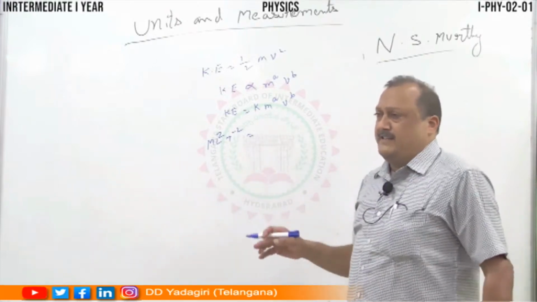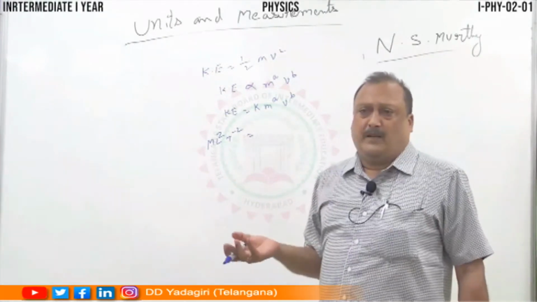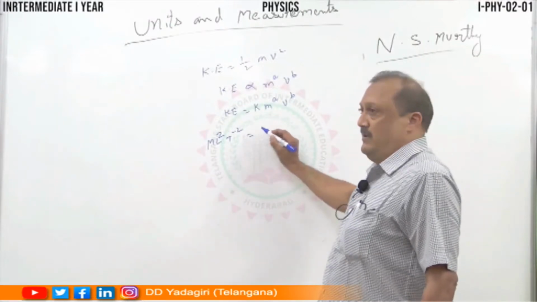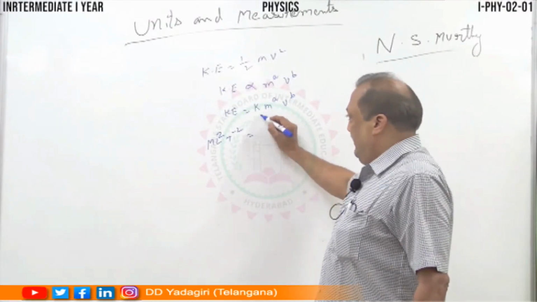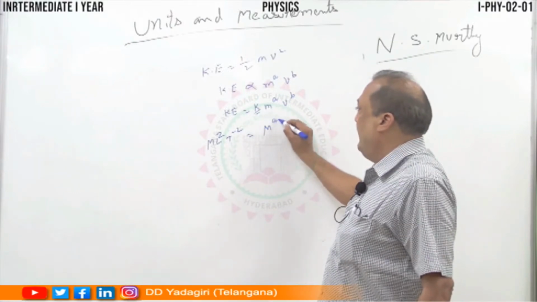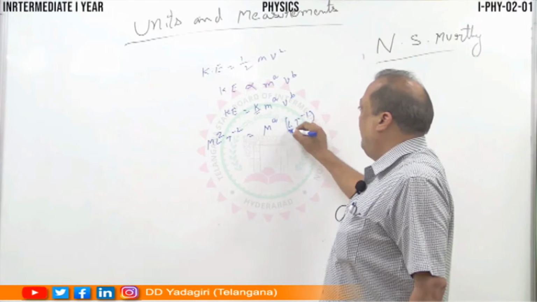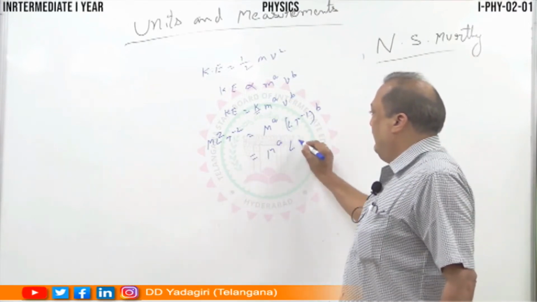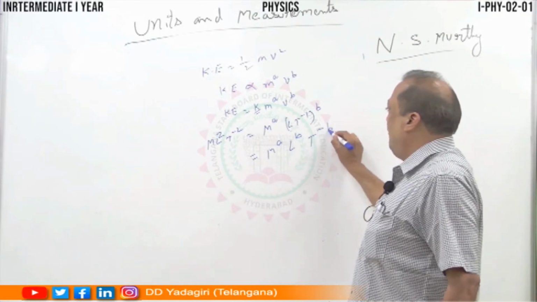Work, energy, mechanical energy is of two types, potential energy and kinetic energy, with the same unit. ML^2T^-2 equals, there is no dimension for the constant, mass, that is m to the power of A, (LT^-1) whole to the power of B. This we can write as m to the power of A, L to the power of B, T to the power of minus B.